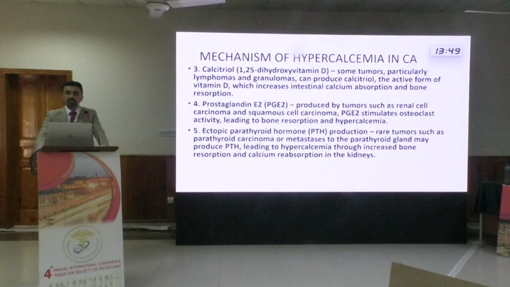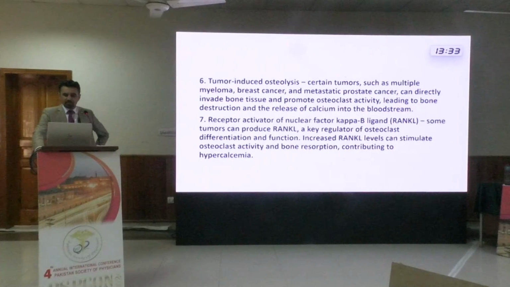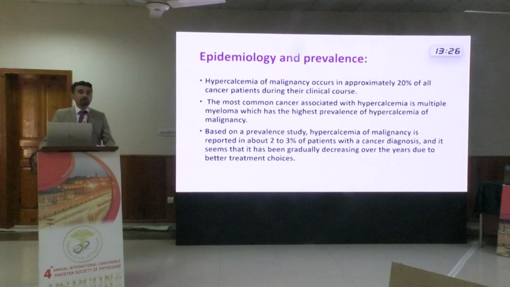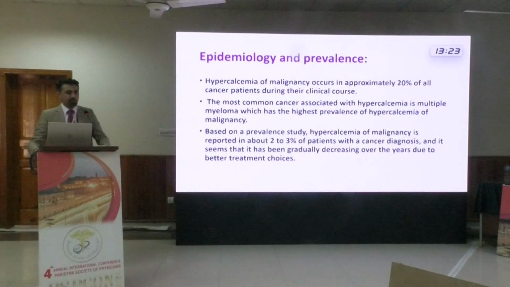And they may also secrete other mechanisms: calcitriol, prostaglandin, and very rarely there may be ectopic parathyroid hormone (PTH) production. These are all other mechanisms, so there are multiple mechanisms. It's 20 to 30% of the patients who may have it, so it's a big number.